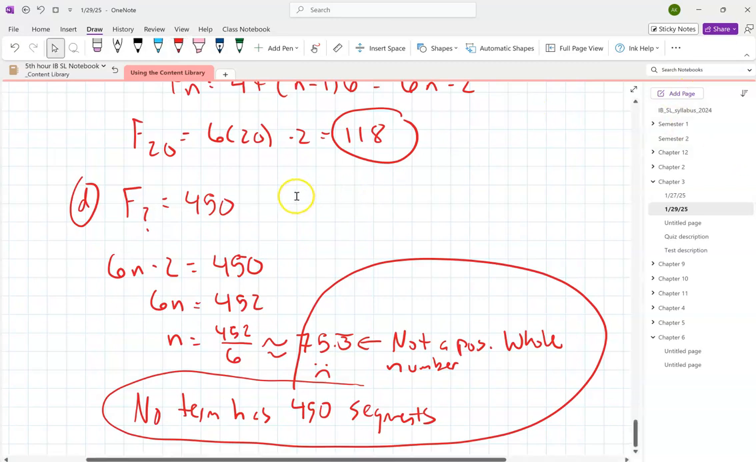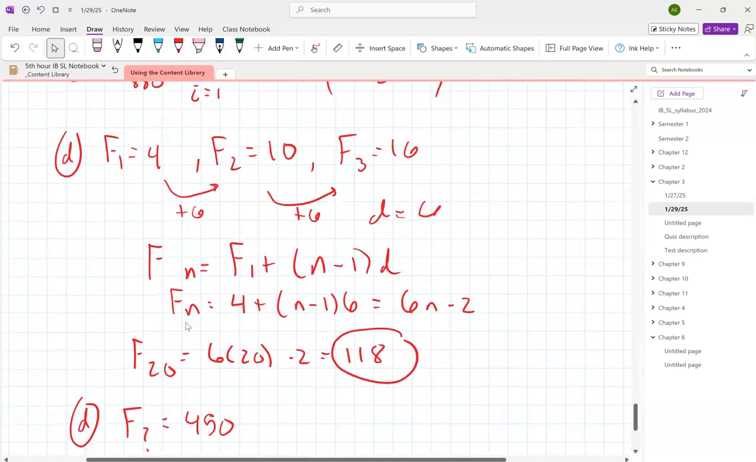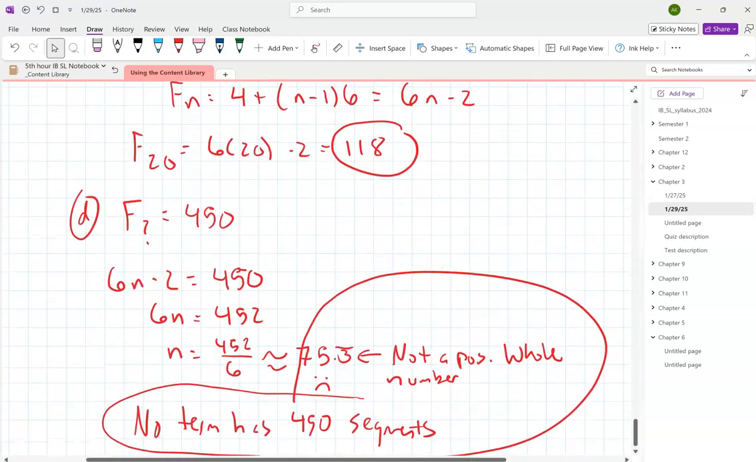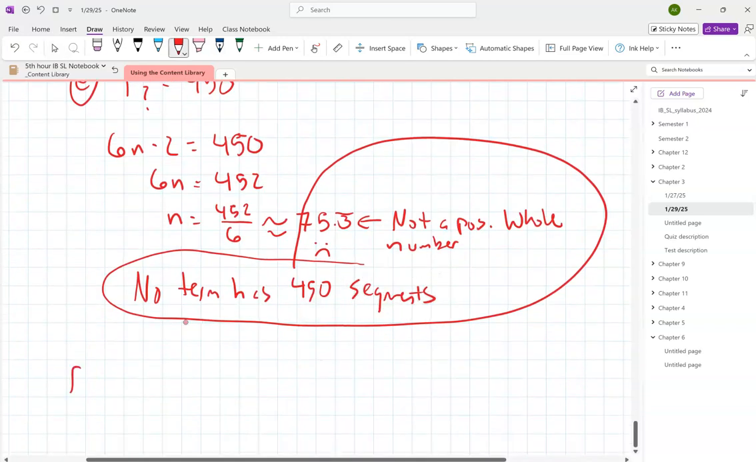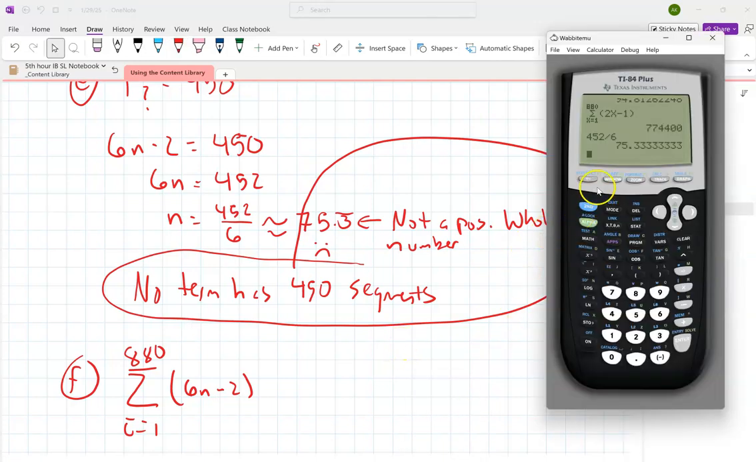And last part, F, says find the number of segments in the first 880 figures. Oops, this was not D anymore. This is E, whatever. So again, sum from 1 to 880 of 6n minus 2. Again, I could do that by hand. Let's just do it with the calculator this time, because I think at this point you guys get the idea.